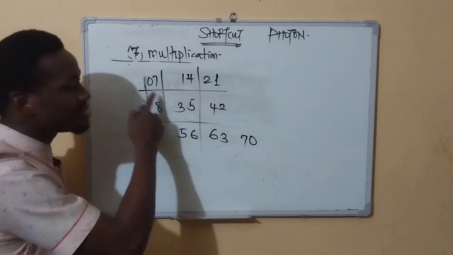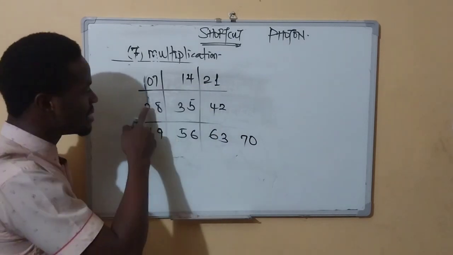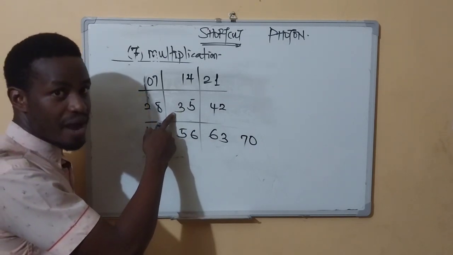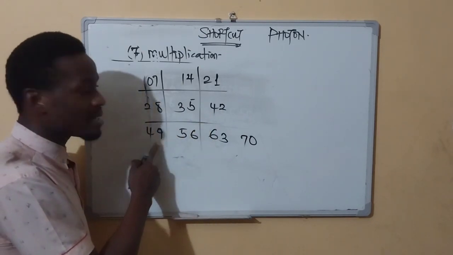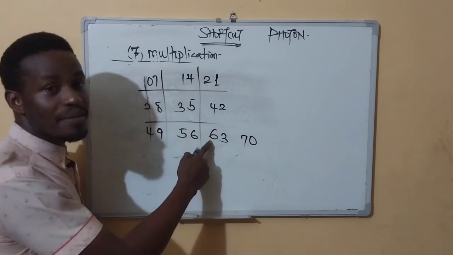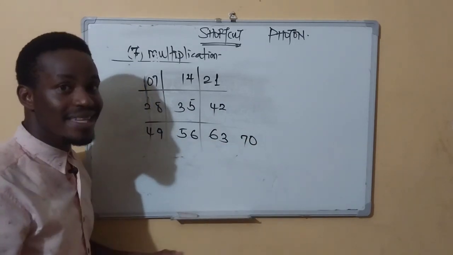7 times 1 is 7. 7 times 2 is 14. 7 times 3 is 21. 7 times 4 is 28. 7 times 5, you know that's 35. 7 times 6 is 42. 7 times 7 is 49. 7 times 8 is 56. 7 times 9 is 63. And 7 times 10 is 70.